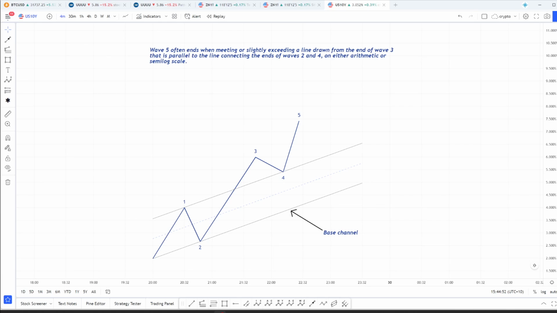The other thing that can sometimes happen is wave 4 can come down and test the base channel from above, which just helps to give another layer of confluence that we've got an impulse underway.